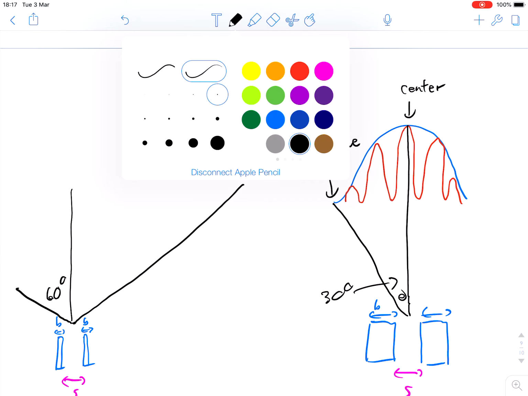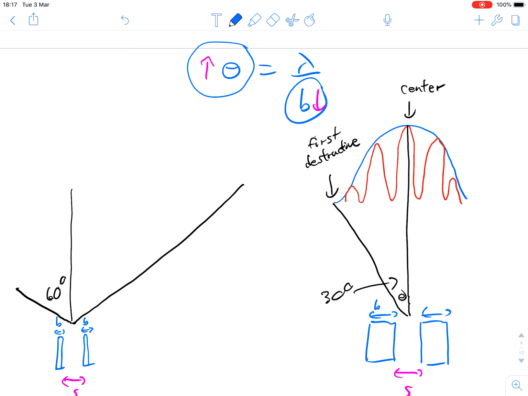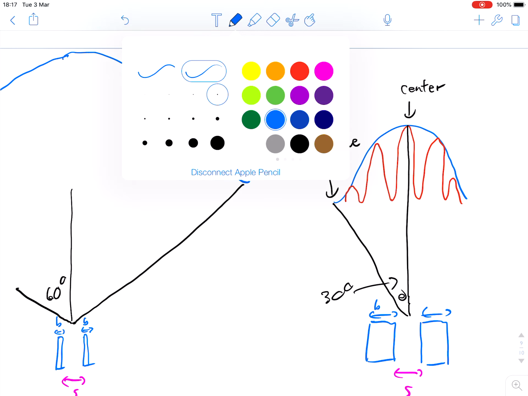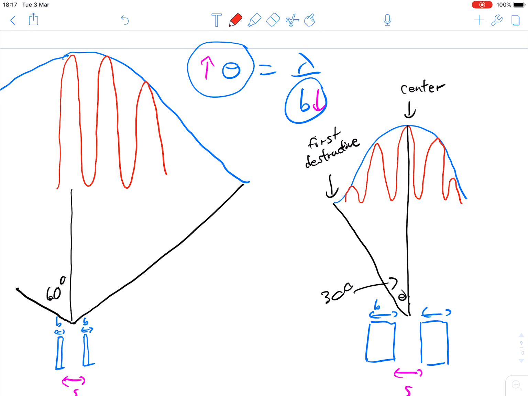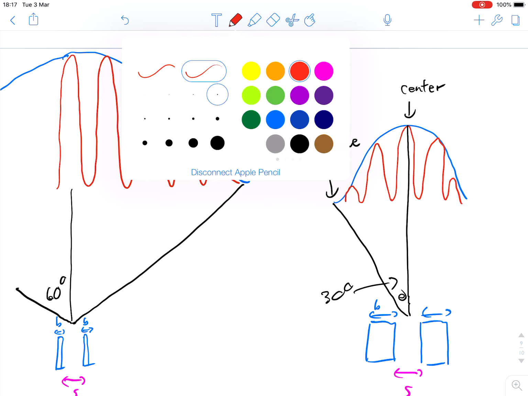Okay, so I'm going to use that blue color as well. So again, if this is the center, it's going to drop off here. And what that might mean is that it's obviously going to continue over to the other side as well. So again, this doesn't really change. The separation between the double slit interference will still remain the same.